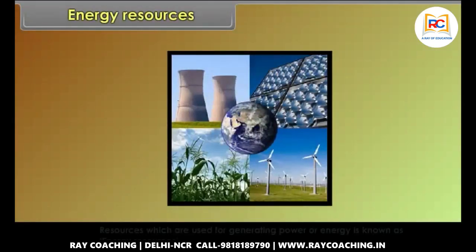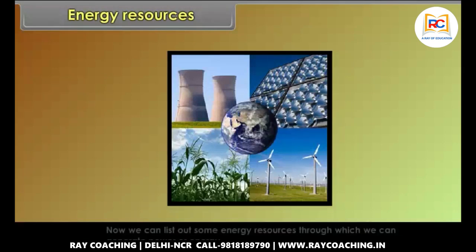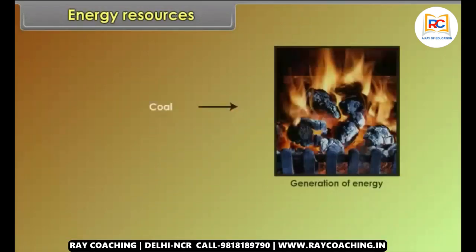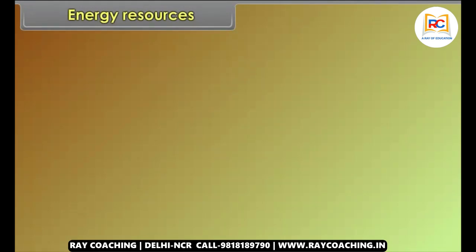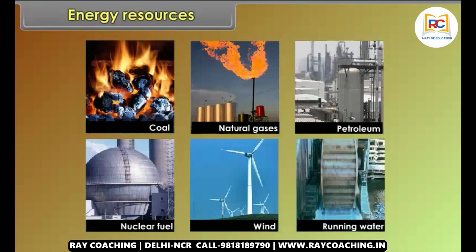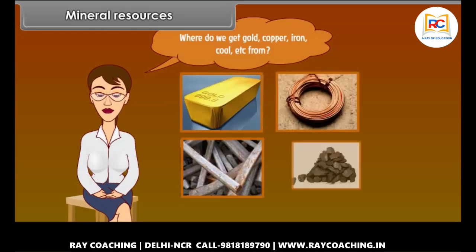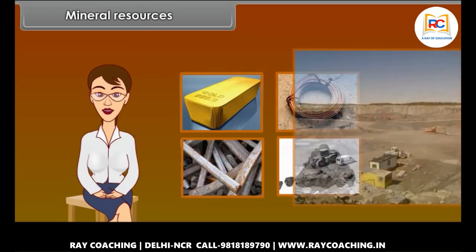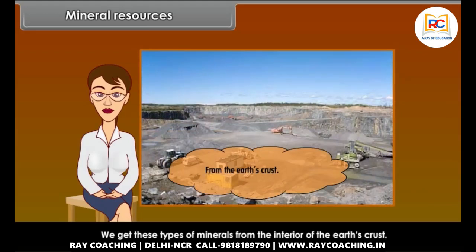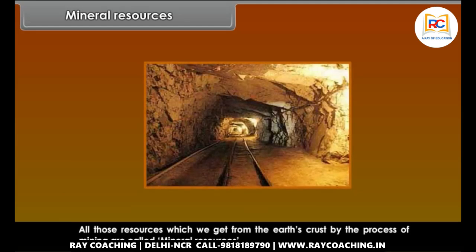Energy resources. Resources which are used for generating power or energy is known as energy resources. Now, we can list out some energy resources through which we can generate power or energy. Coal, natural gas, petroleum, nuclear fuel, wind, running water. Mineral resources. Where do we get gold, copper, iron, coal, etc. from? From the Earth's crust. Yes, we get these type of minerals from the interior of the Earth's crust. All those resources which we get from the Earth's crust by the process of mining are called mineral resources.